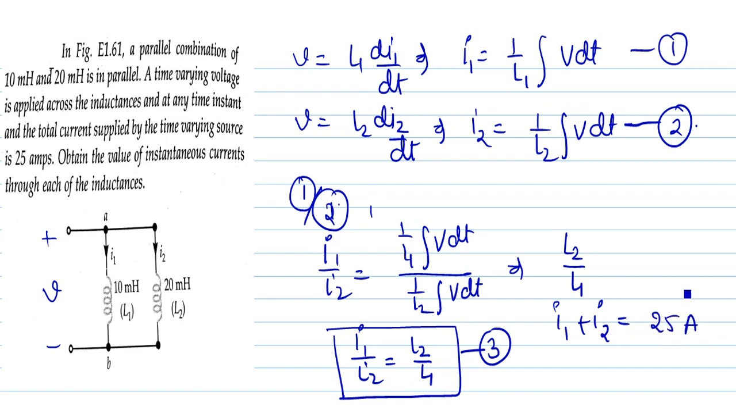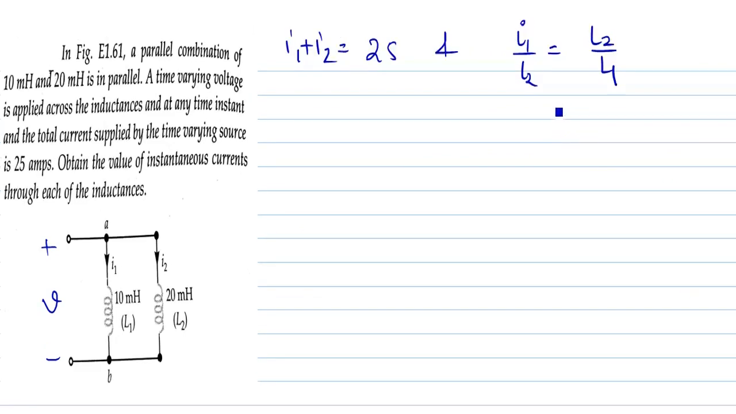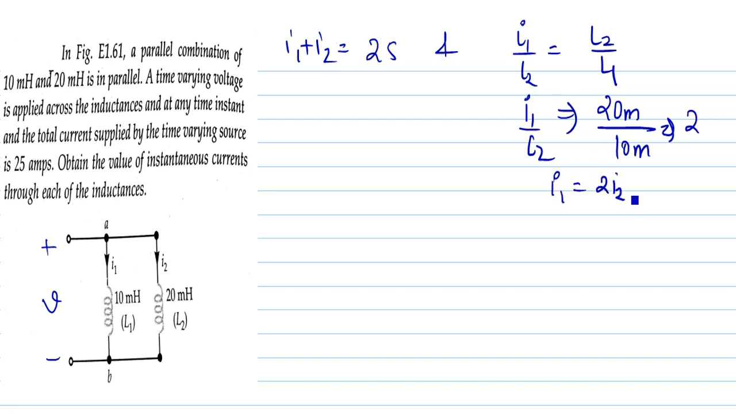Now you can put the value of L2 and L1 in this equation. So I1 by I2 is equals to L2 is given as 20 milli and L1 is given as 10 milli. So that will give us 2. So I1 by I2 is 2, or I1 is equals to 2I2. So this you can substitute in this equation. So here I1 is equals to 2I2 plus I2 is equals to 25.